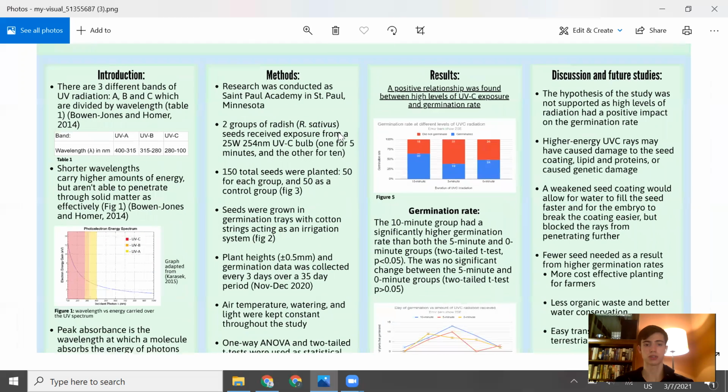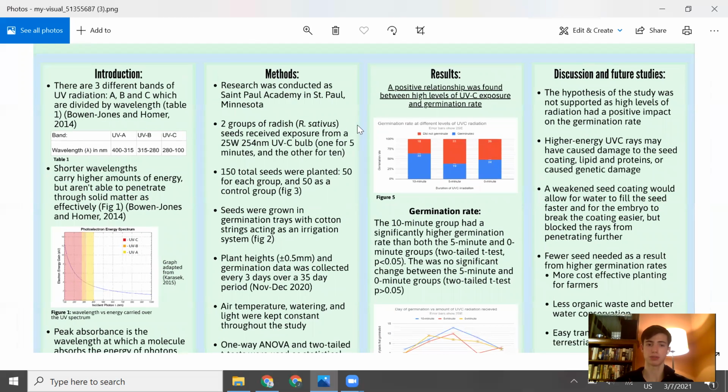Methods. The research was conducted at my school, St. Paul Academy and Summit School in St. Paul, Minnesota. There were two groups of radish, Raphanus sativus, seeds, which received exposure from a 25-watt, 254 nanometer UVC bulb. The 254 nanometers emitted from the bulb is very close to the 260 nanometers of the peak absorbance of DNA.